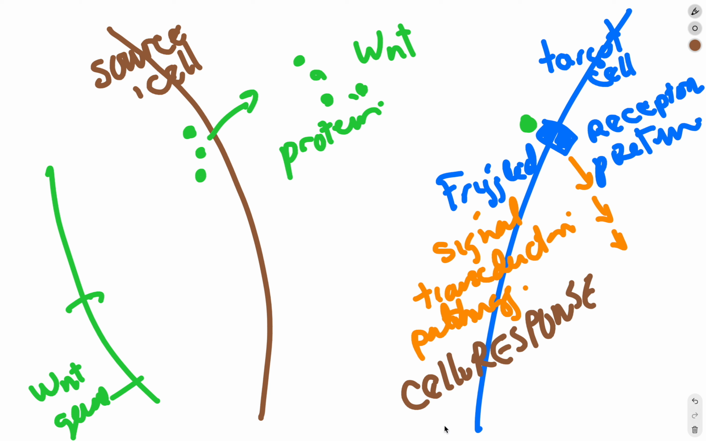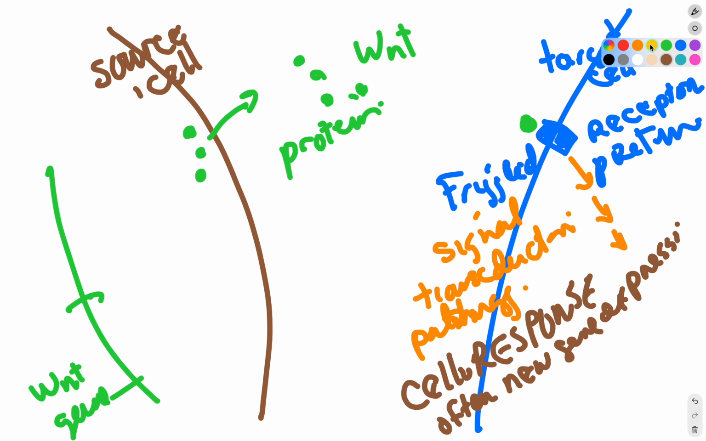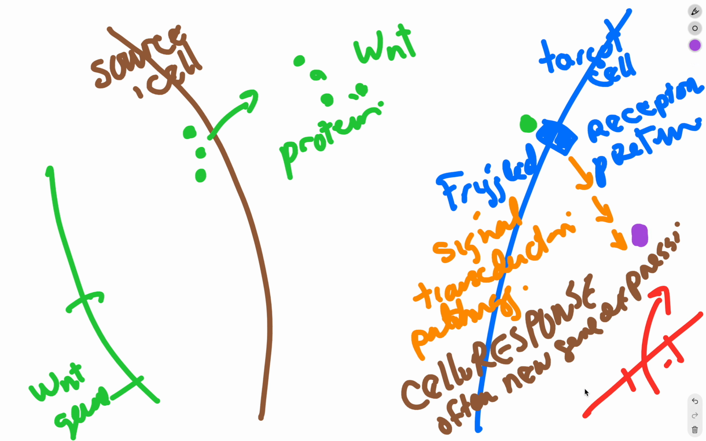And often they have new gene expression. And we like that. And so in the target cell, there's going to be some genes whose transcription was off, and now it gets activated. And that's going to happen because there will be a transcription factor that gets activated by that Wnt pathway, and our transcription factor is called beta-catenin.